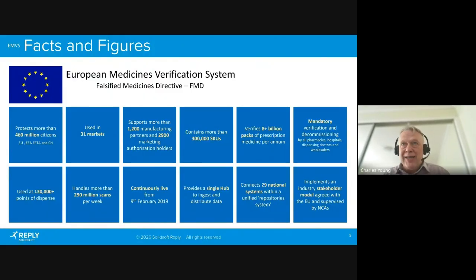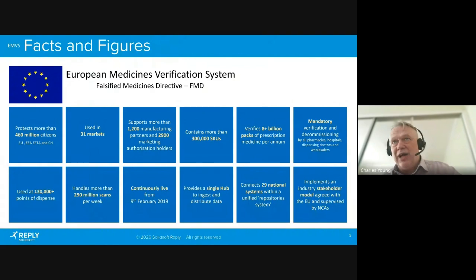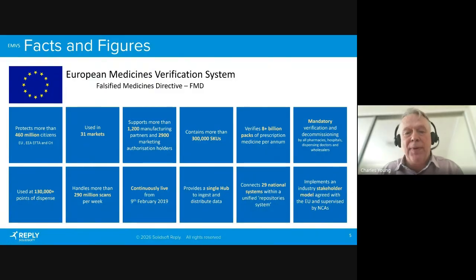We provide a single hub, as we will see, and 29 national systems. If you're wondering why there's 31 markets and 29 national systems, it's because in a couple of cases, countries double up and share a system between two countries.